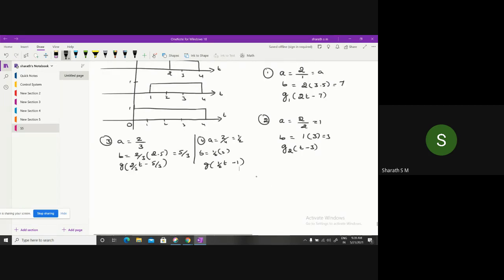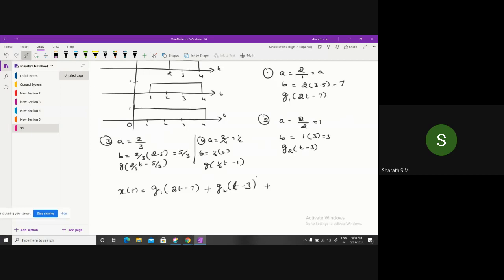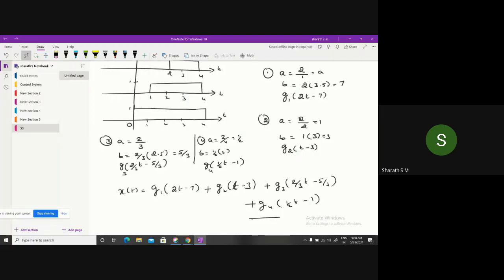So at the last, x of t is the addition of all those signals. So g1 of 2t minus 7 plus g2 of t minus 3 plus g3 of plus g4 of. So this is the final resultant x of t. This is an important question, a repeated question. If you have any doubts regarding this, you can clarify now.